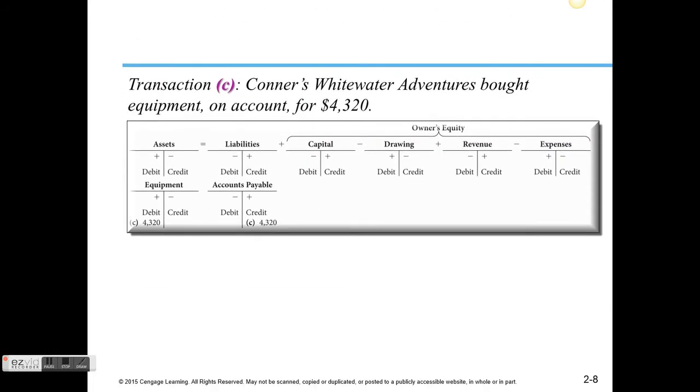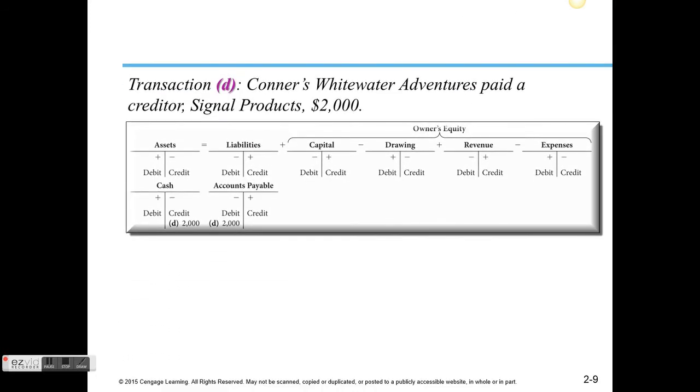For this example, they bought equipment on account for $4,320. Same concept. I'm increasing my equipment, so it's going to go on the debit side. Now I've incurred a liability because I'm going to pay my vendor at some point in the future. So now I'm going to increase my accounts payable, and that will happen on the credit side. I have a debit and a credit, and they're in balance.